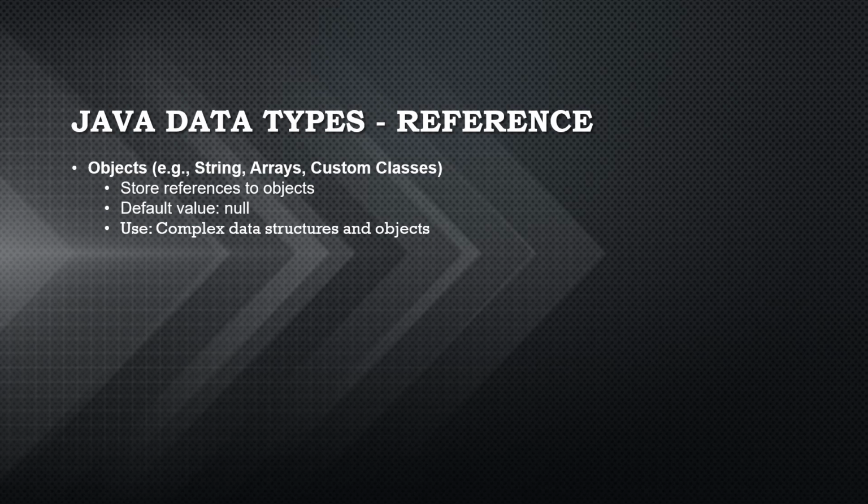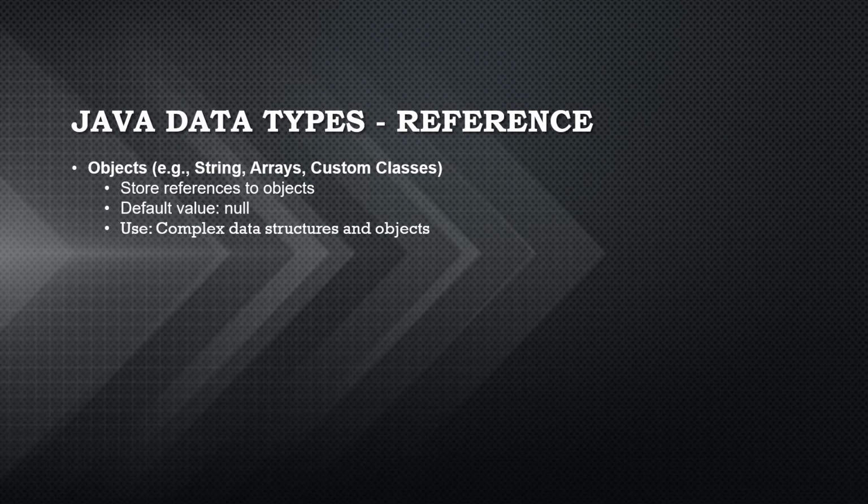In Java, objects are a bit different from primitive types. Objects like string, arrays, and custom classes don't store the actual data directly; instead, they store references to where the data is located in memory. For example, when you create a string, an array, or an instance of a custom class, you're working with references to these objects rather than the objects themselves.